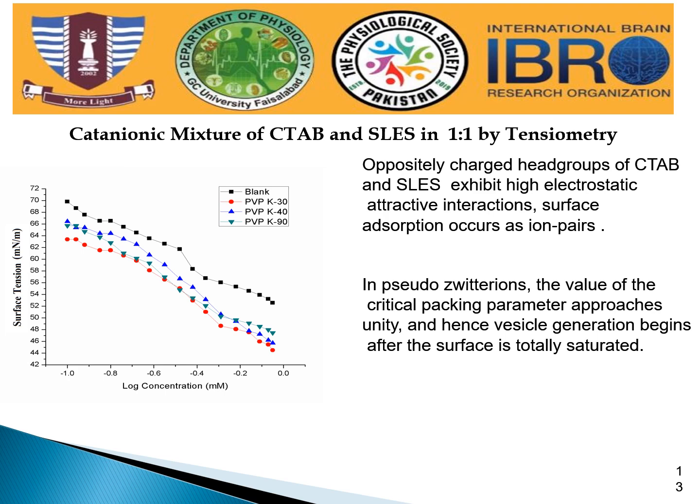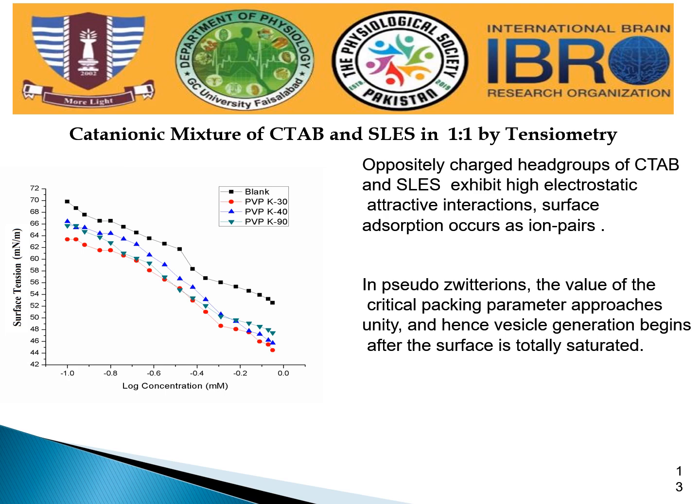Catanionic mixtures show a significantly lower critical aggregation concentration when compared to individual components, indicating a strong attractive interaction between the oppositely charged amphiphilic molecules, which form a highly hydrophobic ion pair. The oppositely charged head groups of CTAB and SLES exhibit high electrostatic attractive interaction. That's why its CAC value is lower. Surface adsorption occurs as an ion pair.